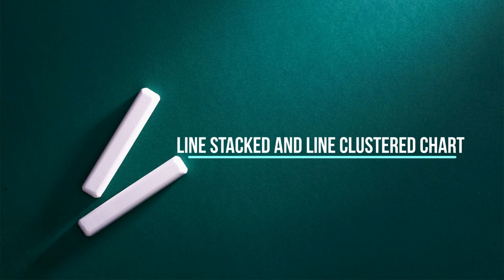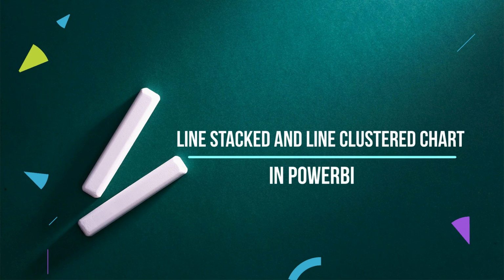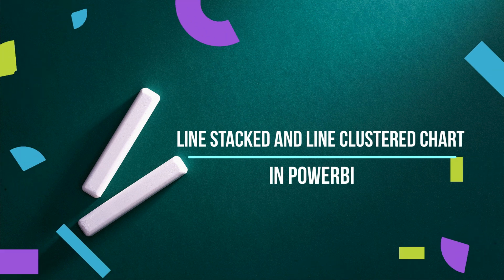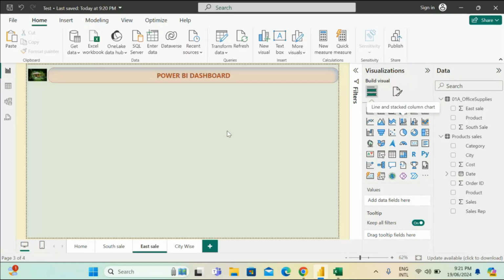Today we are going to see about the line and stacked column chart. We have already discussed the stacked chart, stacked bar and stacked column. In that chart, if you are applying two or more values, it will fill on the top. So when you want to show overall performance, you can go for the stacked column chart. Here we can add a line chart also. How is it possible? Let's see.